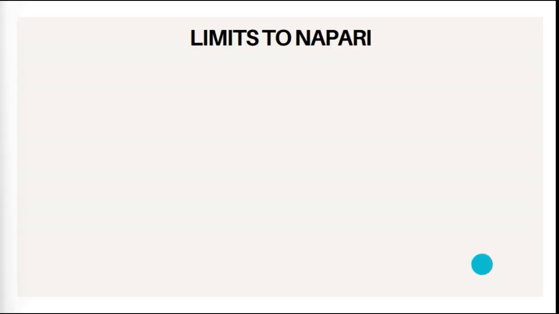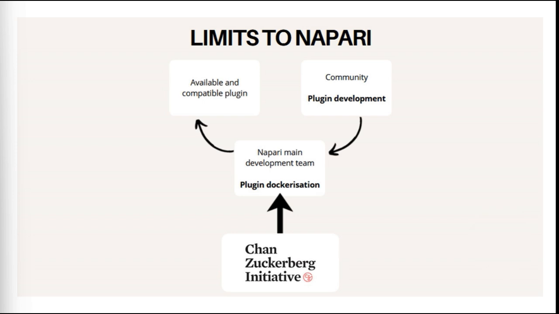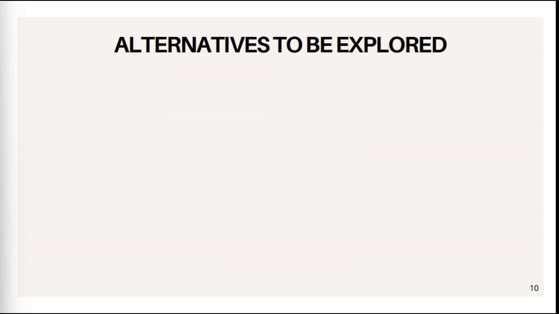However, there are some limits to Napari due to the way it works. Its main perk is its vibrant plugin ecosystem, but each plugin has to be Dockerized by the main development team before it is available to the public. Napari relies mainly on private fundings, and the end of said fundings would considerably delay plugin Dockerization, which makes it a huge flaw. So alternatives are explored for interface development.